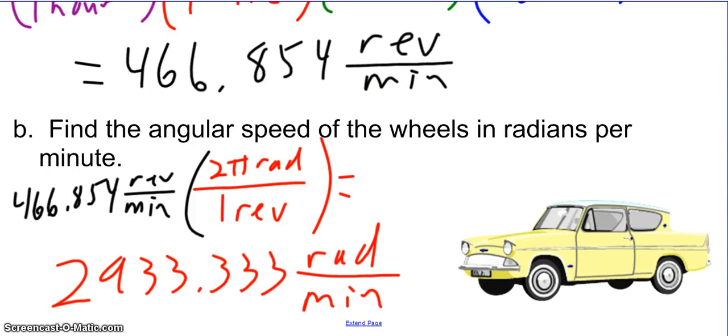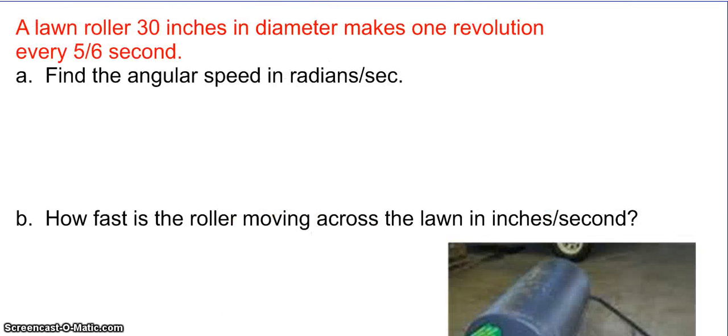Then to go to radians per minute, I just have one more conversion. I have to convert revolutions to radians. I know there are 2 pi radians per revolution, so I multiply by 2 pi over 1, and I get 2,933.333 radians per minute.